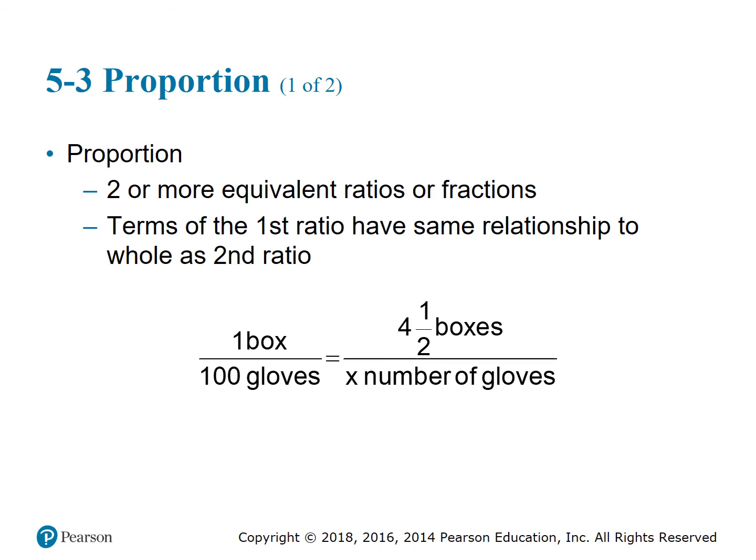Then the way that we would solve this is we would go ahead and cross multiply. That would give us x, because we multiply one box times x, 1 times x, which gives us 1x, or just x. And that's going to equal 100 times 4.5 boxes, and that's going to give us our number of gloves. So intuitively, you might say, well, 100 times 4.5, that's what we need to do. Intuitively, yes, but this is how we would set up the equation.